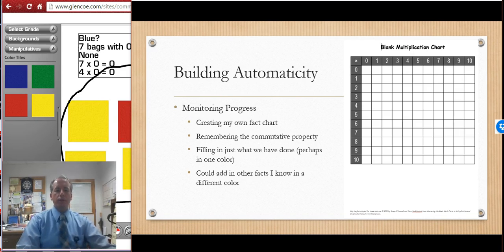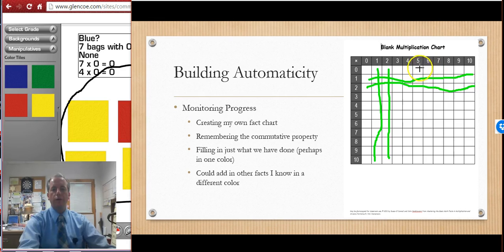For building automaticity, another piece is to build their own multiplication chart. So we saw the chart at the beginning that was filled in for us in the text, but creating my own personal multiplication chart, like which facts do I have mastery over, which facts do I just own and I know well. So remembering the commutative property, at this point our kids know, or in theory, they know their 1s, right? So we can hit all these. They know their 2s, so they've got all these.